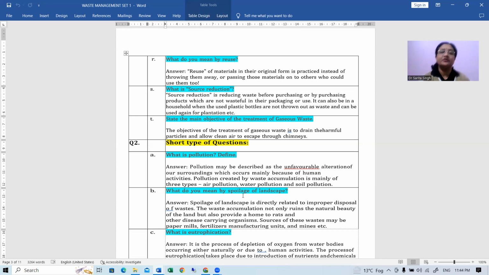Then next is, state the main objective of the treatment of gaseous waste. The objective of the treatment of gaseous waste is to remove the harmful particles and allow clean air to escape through chimneys. Okay, so these are the questions which are related to waste management.